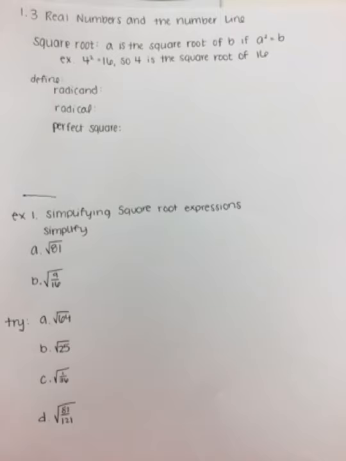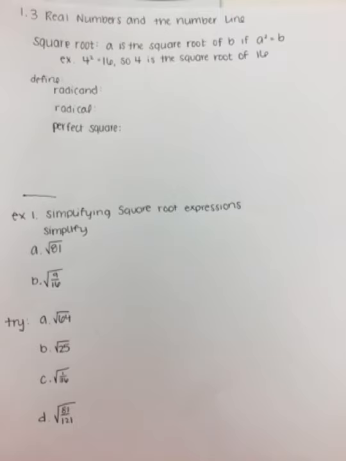Hi guys, so in section 1.3 we're going to cover real numbers and the number line, and what we're working on doing today is we're going to introduce the operation of the square root as the inverse operation of squaring. So what I mean by that, right, a is going to be the square root of b if a squared equals b. So with this idea, we're going to say that if 4 squared is 16, then 4 must be the square root of 16.